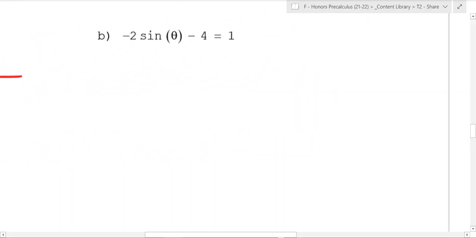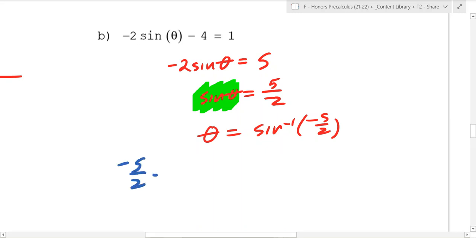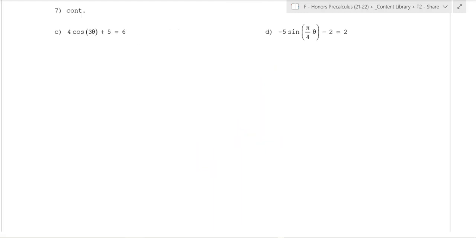Over here we do something similar. We isolate, so we add 4, so we get negative 2 sine of theta is equal to 5, and sine of theta is equal to, therefore, 5 over negative 2. So this means that theta is equal to sine inverse of negative 5 over 2. But here's the thing, no matter what you do, sine is always between 1 and negative 1. Negative 5 over 2 is negative 2.5. That's outside the range. So this is impossible because the sine of something can't be less than negative 1, and this is less than negative 1.